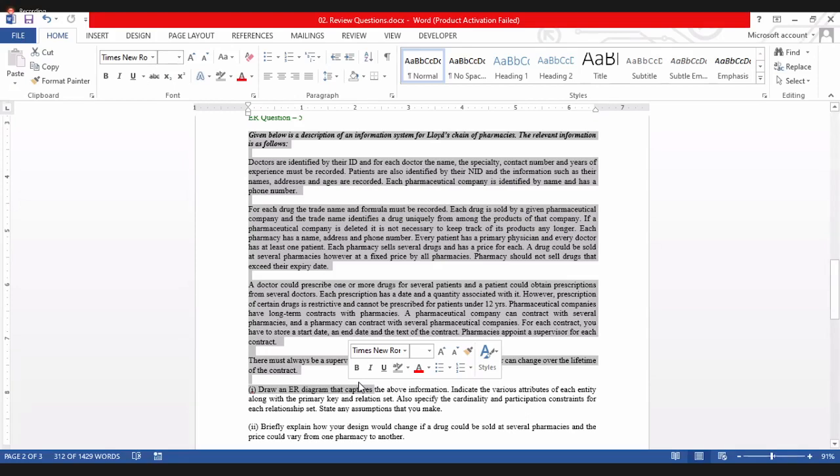Right? You should bring this ER diagram as a photograph also. Okay. When I ask, you have to show, right?